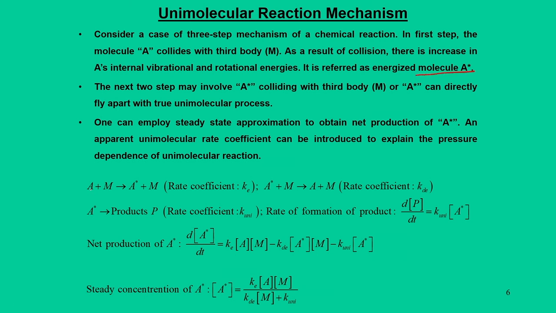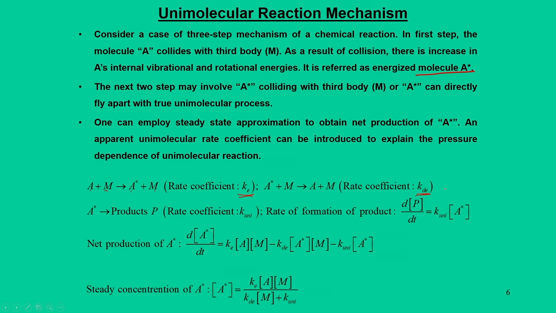So, basically A plus M gives A star plus M, M remains the same, for which the rate coefficient is K E. Now, when the A star is formed, again it can react with M to form A plus M. So, it may be the same reaction which is getting reversed. So, you can say K D is the reverse of K E.